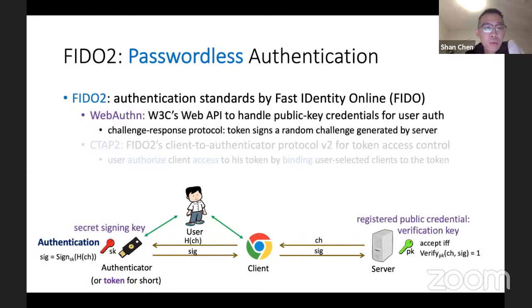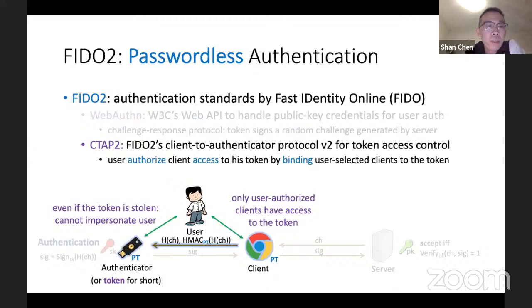So it consists of two components. The first one is called WebAuthn. It's a challenge-response protocol between the server and the token device. The goal is for the server to authenticate the token. In this protocol, the token somehow derives some secret signing key and registers the corresponding verification key to the server as a public credential. Then the server can generate a random challenge and send it to the token through the client browser. And the token just signs that challenge and generates the signature, sent back to the server for verification.